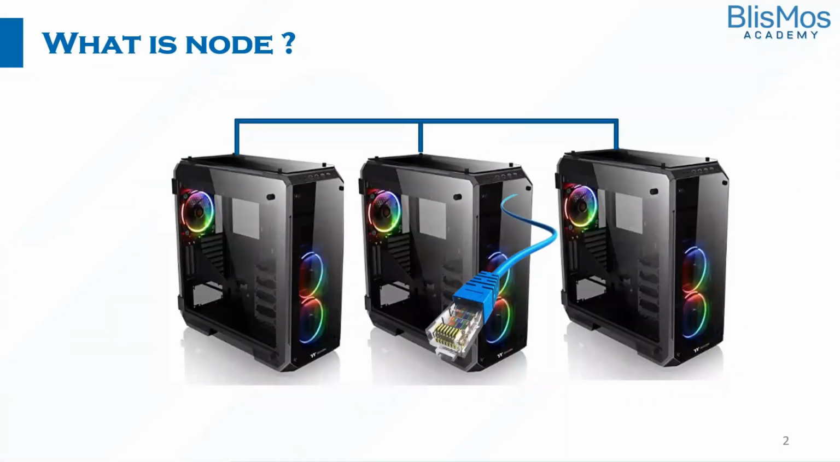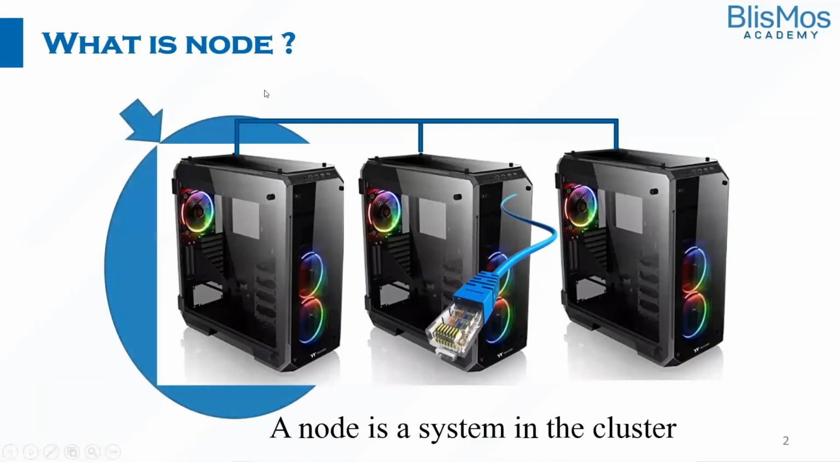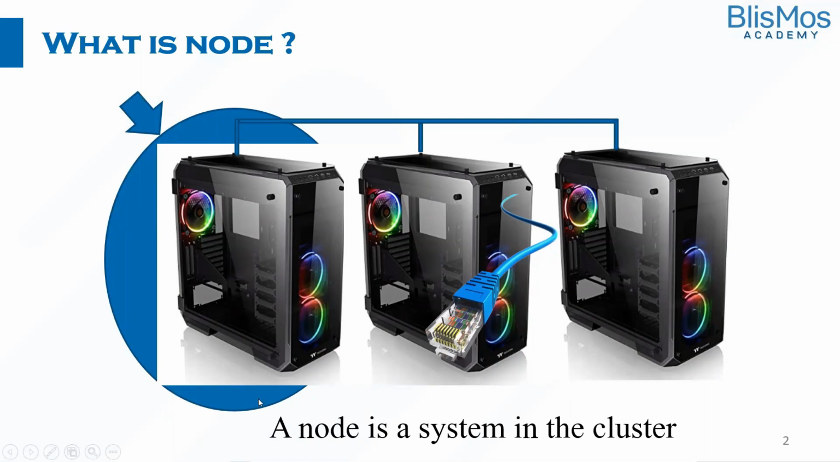Assuming that you have a cluster of machines. As we have already discussed, cluster is nothing but a group of machines connected by a network. So this is a cluster. Within this cluster, a particular system can be referred to as a node. Just to say it again, a node is a system in the cluster.